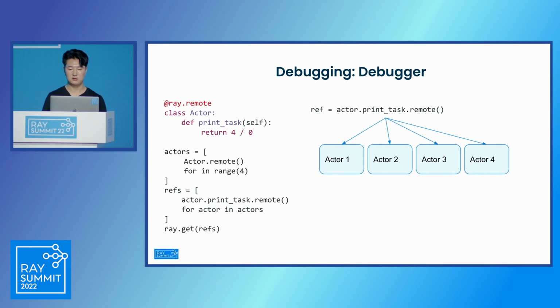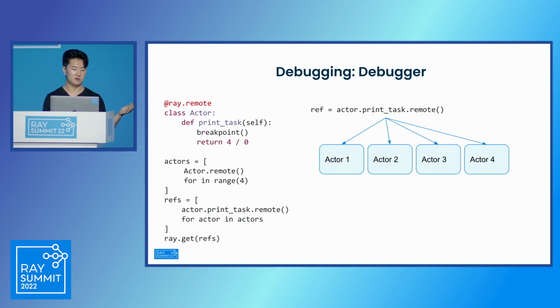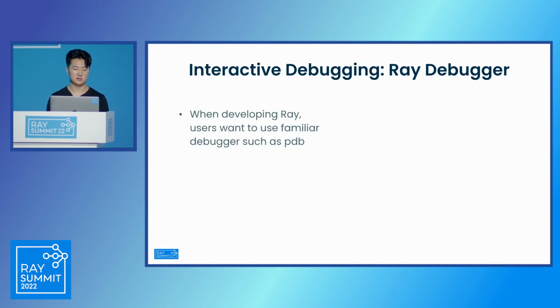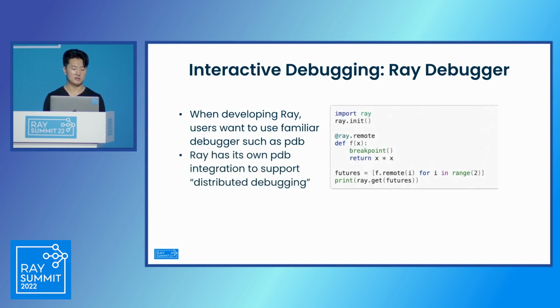Now the user wants to debug. And in Ray, I'm going to introduce 2 tools. The first one is the debugger. A debugger is a very common tool when you debug applications in Python, right? What you want is to have a breakpoint, which is the equivalent command as in regular Python, and you want to debug the program. And Ray has its own distributed debugger to support this case. When you develop in Ray, you want tools like PDB to get into your code and see the state of your code interactively. And Ray has its own PDB integration to support distributed debugging. So as you can see here, you can just use exactly the same command, like just add a breakpoint.